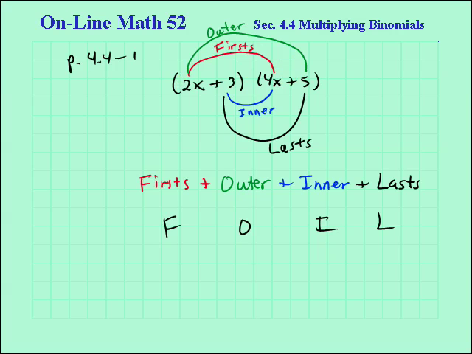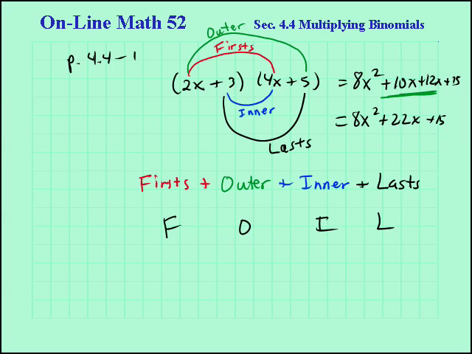2x times 4x is 8x squared. 2x times 5 is a positive 10x. And then 3 times 4x is a positive 12x. And 3 times 5 is positive 15. And we've learned that we can combine the middle terms if they're like terms. We can. And we get here 8x squared plus 22x plus 15.